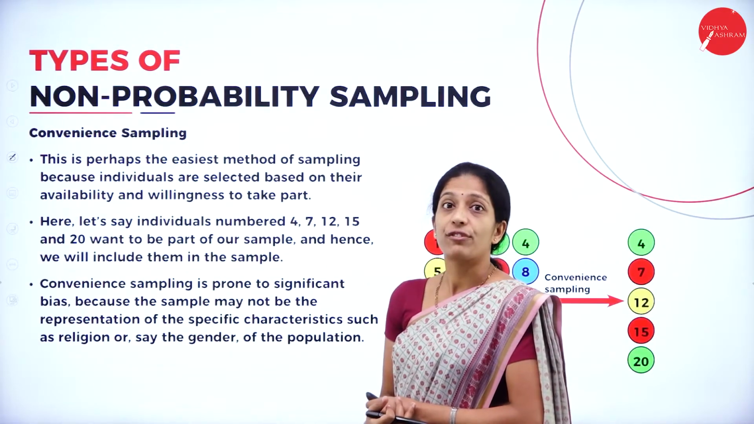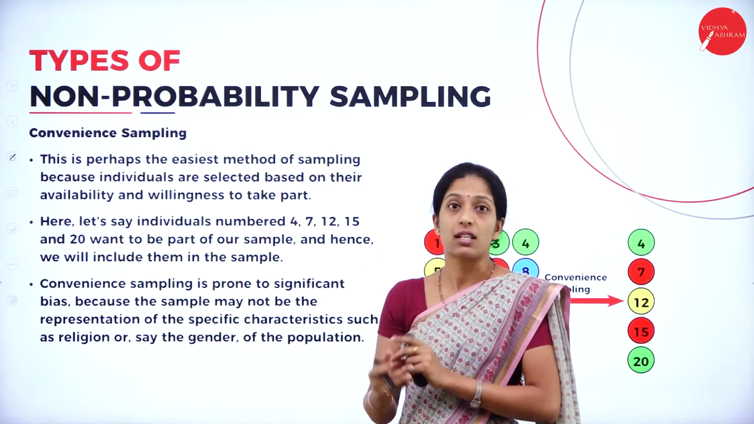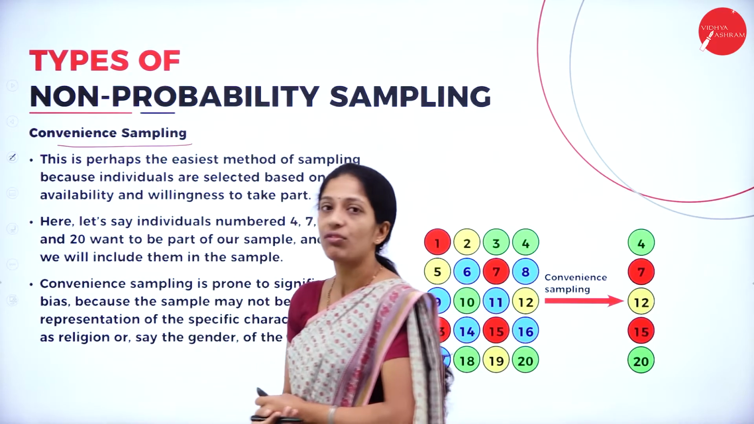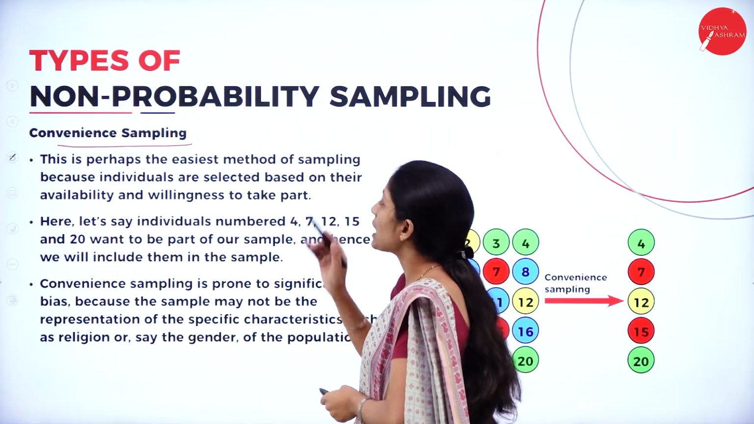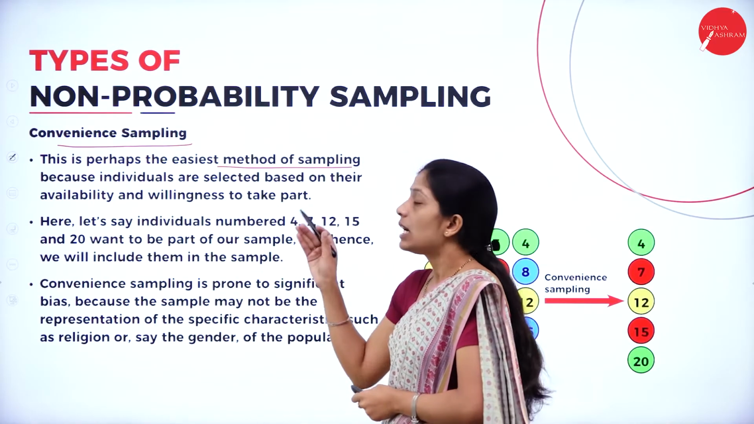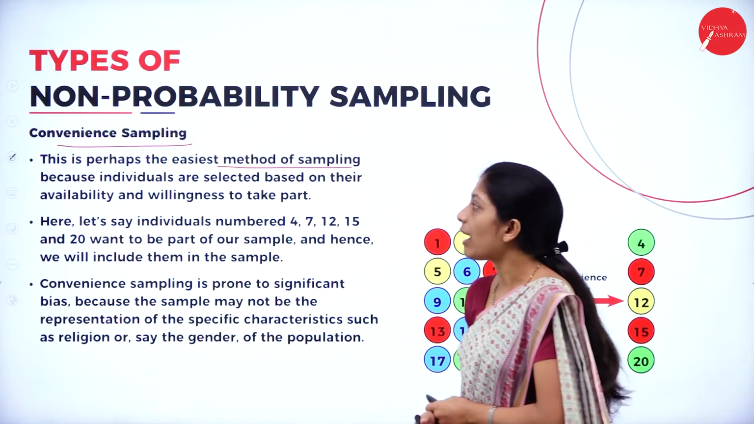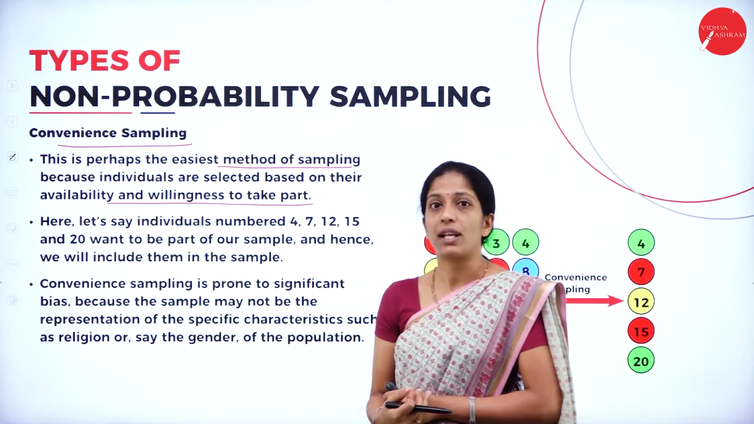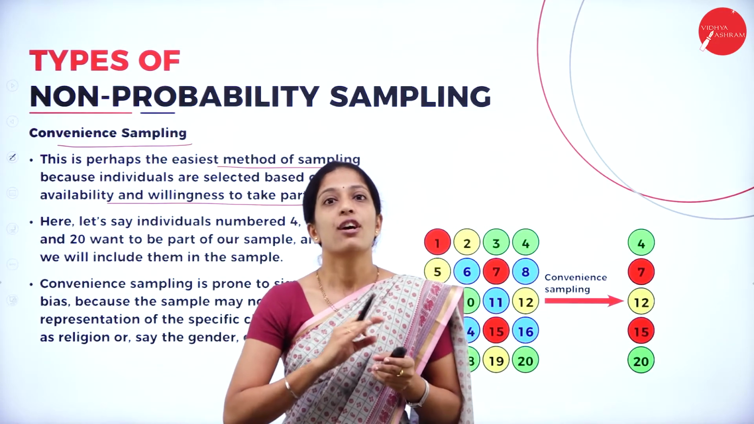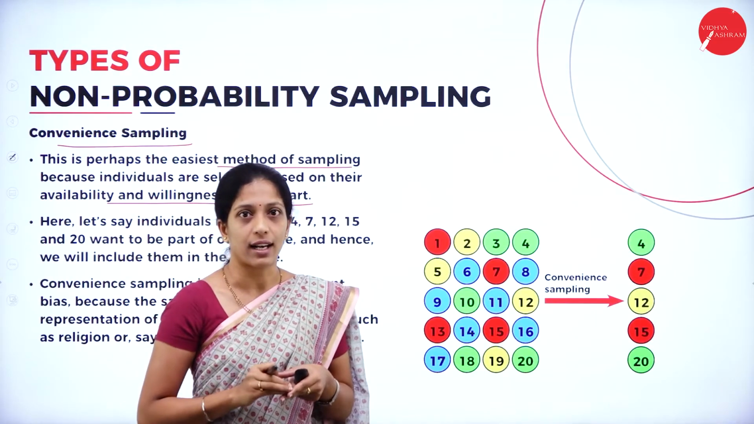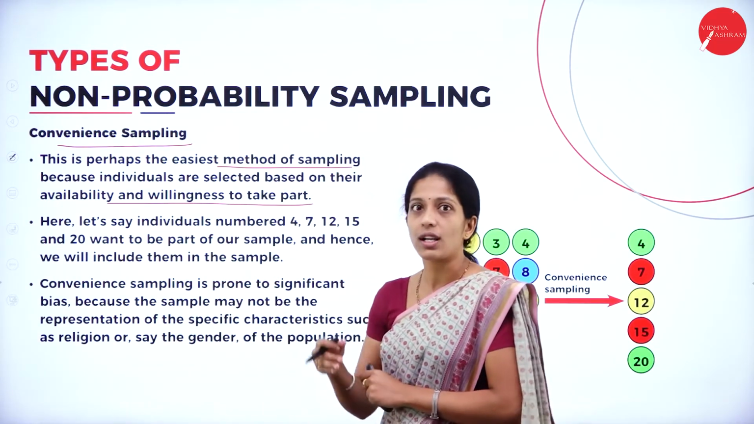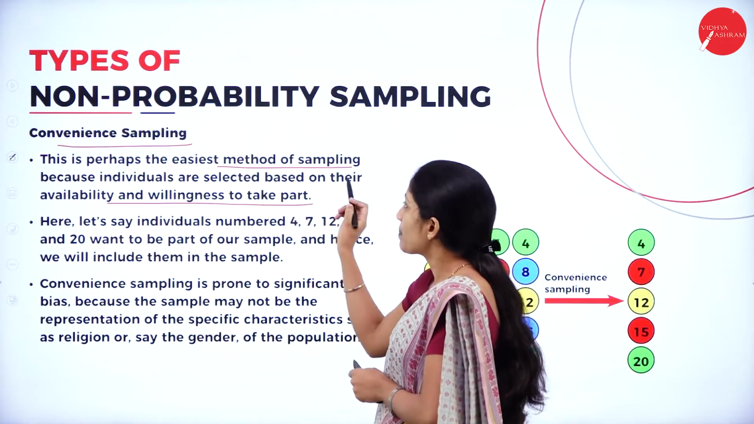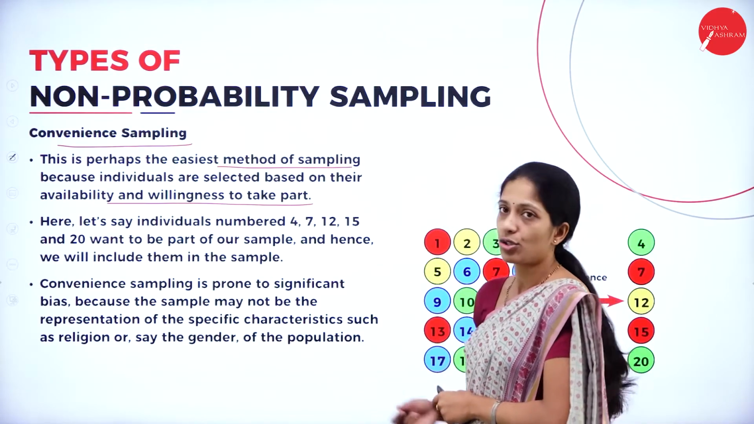Now, coming to the types of non-probability sampling. Till now we have discussed all the types of probability sampling. Now, coming to non-probability sampling, first we have convenience sampling. This is perhaps the easiest method of sampling because individuals are selected based on their availability as well as willingness to take part. Now, what do you mean by non-probability sampling? Here each and every individual does not have an equal chance to be selected. Correct? Here convenience means depending upon the convenience, they are going to select randomly. So it is based on the availability as well as willingness to take part.